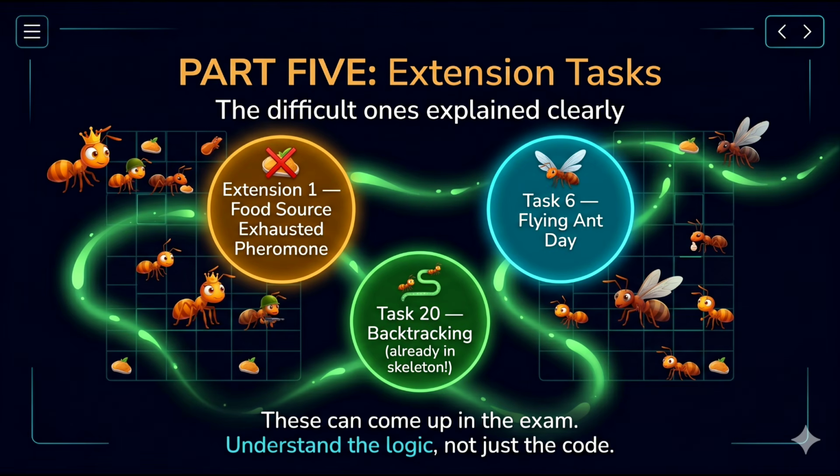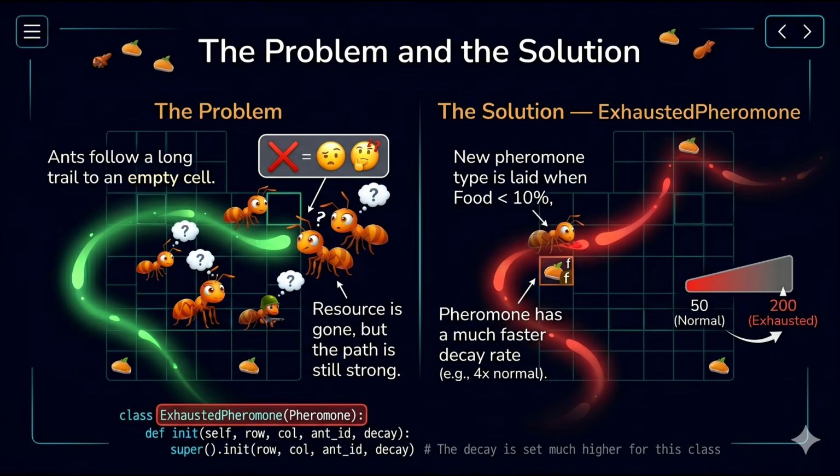Extension 1 about the exhausted food pheromones, and then task 6 about flying ant day. So extension 1 asks you to solve the pheromone backfiring bug by creating a second type of pheromone. When an ant picks up food from a cell and that cell now has less than 10% of its original food remaining, instead of laying the normal pheromone on the way home, it lays an exhausted pheromone, which decays 4 times faster. So let's break it down.